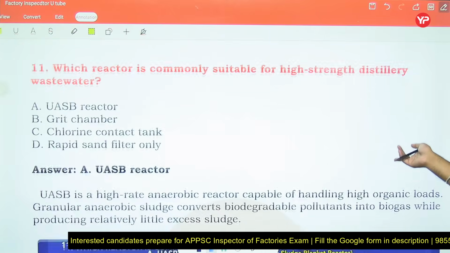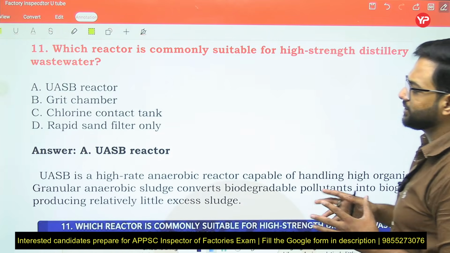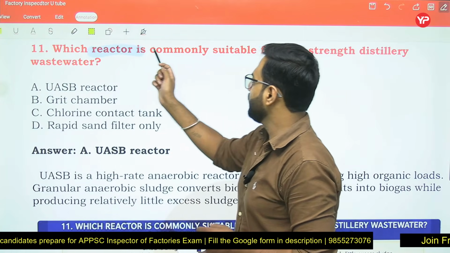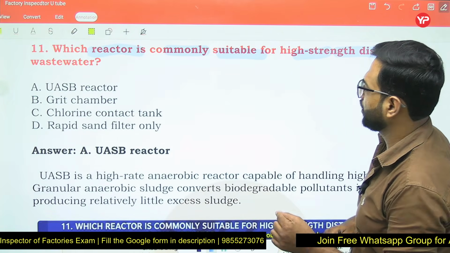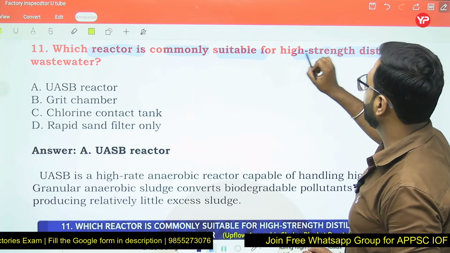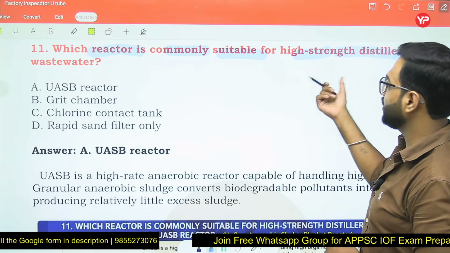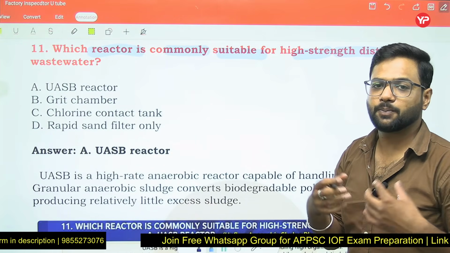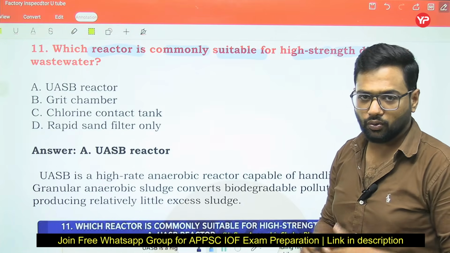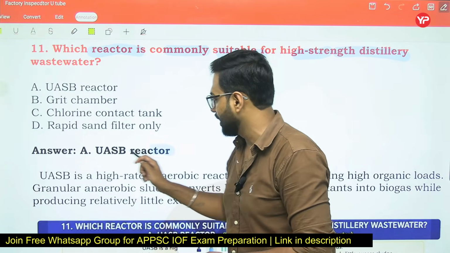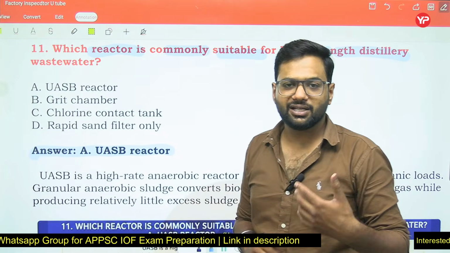Which reactor is commonly suitable for high strength distillery wastewater? The question is asking about the spent wash. In that case, which treatment method is mostly used? Generally we use the UASBR, the upflow anaerobic sludge blanket reactor.